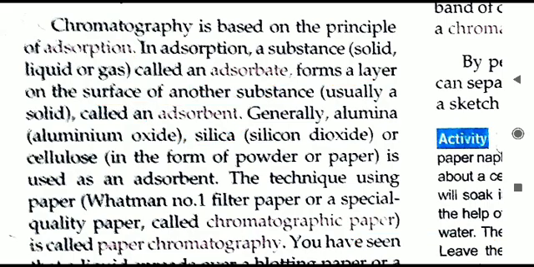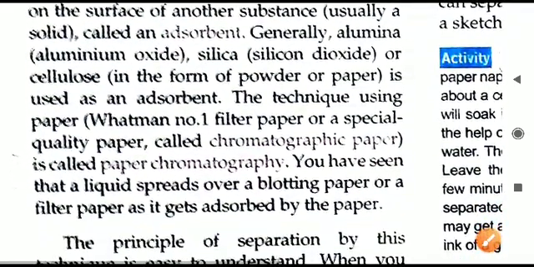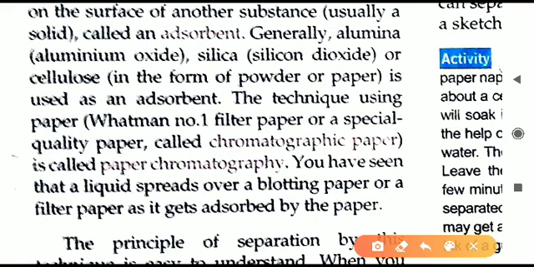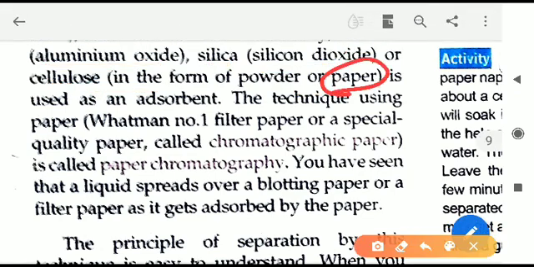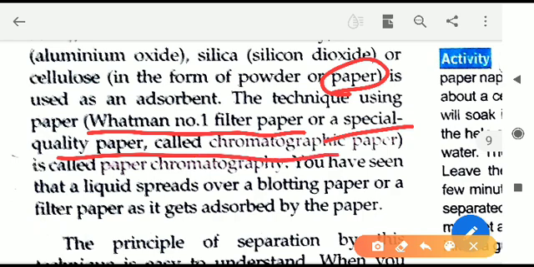Now we will understand this process in detail. Before that, you see what examples are given here. Alumina, that is aluminium oxide, then silica, that is silicon dioxide, and cellulose, like paper we can say. All these substances are used as adsorbent. In most cases paper only is used. So in the experiment we will explain here, we will also use paper only. Most of the cases filter paper is used, and a special type of filter paper, Whatman No. 1 filter paper, is generally used for chromatography. It is called chromatographic paper.